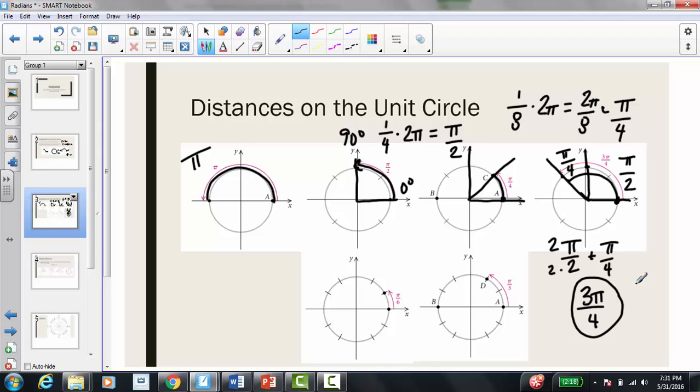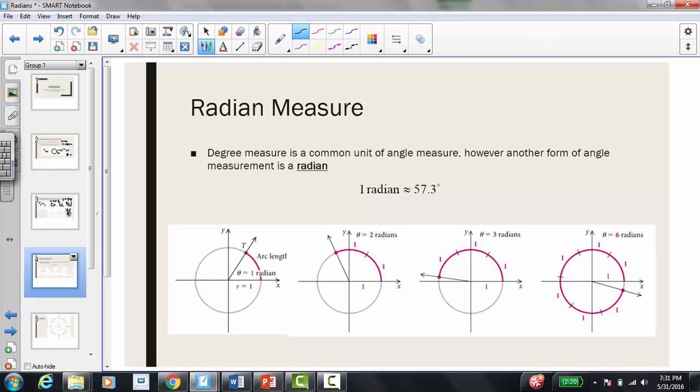Again, we can keep breaking the unit circle into little sections and keep adding. Do I want to go halfway around my circle? Do I want to go a quarter of the way, 1/8 of the way, 3/8 of the way? And we can represent that by radians. A radian measure is what we've been talking about. A degree measure is a common unit of angle measure, and that's what we've been using all along. However, another form of an angle measure is called a radian.